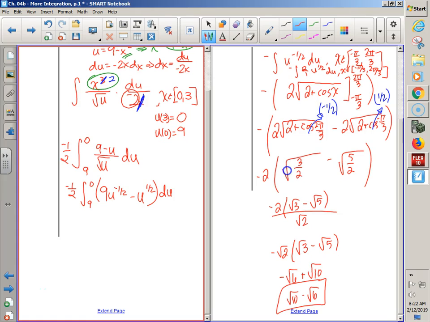Are we okay? If you don't like the 0 and 9, what can you do right now? Flip it and make this a positive. Is that okay? Okay, so I'm going to go ahead and flip it, make it a positive 1/2. Now we're going to go from 0 to 9 because I flipped it. Let's do parentheses.